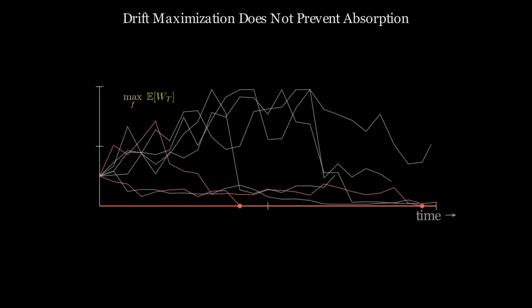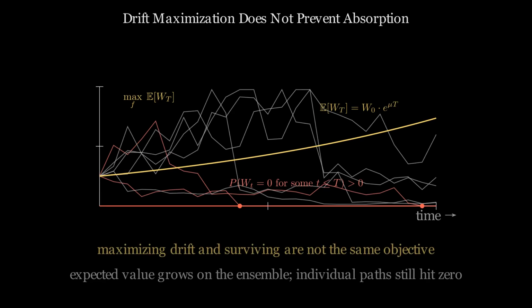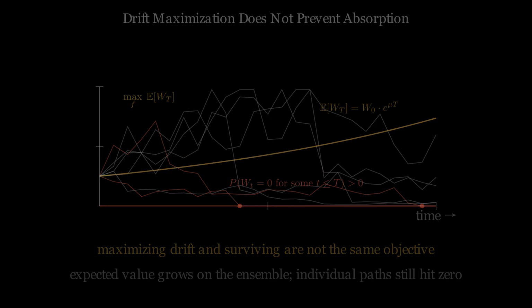Expected value maximization targets the largest average increment across all futures. For a population of independent bets, this is a valid and coherent objective. But a single investor lives one trajectory, not the population average. Increasing drift raises the expected value but does not close the absorption barrier. The barrier is a property of the dynamics, not of the expectation. Ruin is a path-level event. The expected value does not govern it.